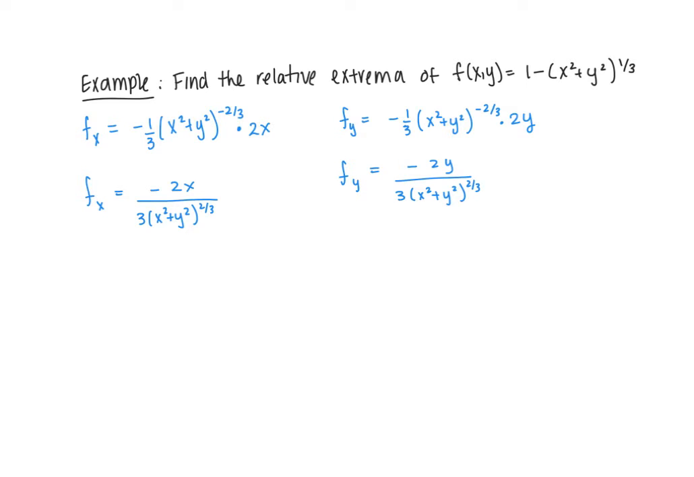Now if I wanted to set these equal to 0, I get x equals 0 and y equals 0. It's also undefined when both x and y equal 0. So I think it's safe to say that we have a critical point at (0, 0).